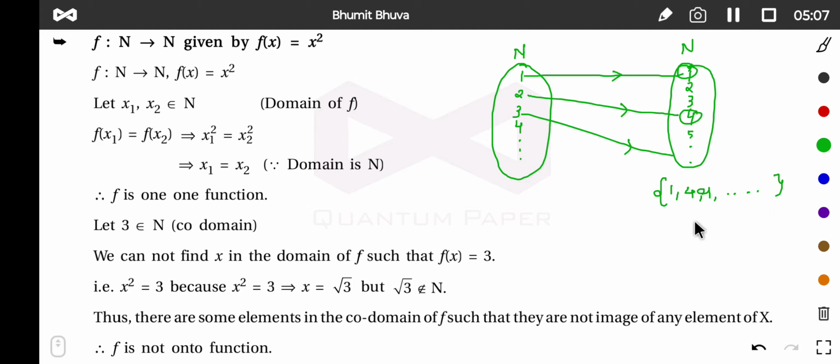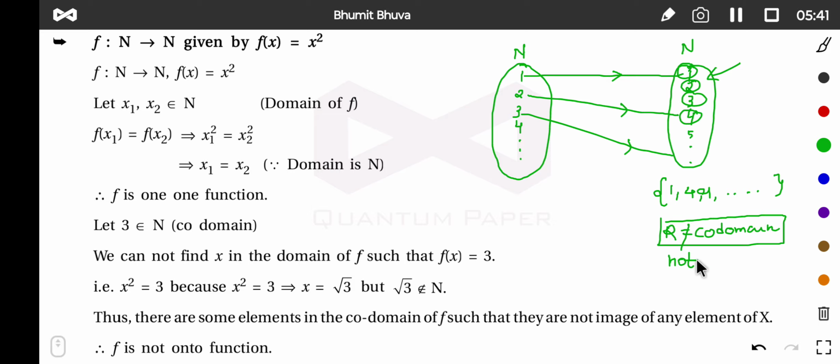Okay, so onto means if your range set is equal to the codomain, then only we can say the function is onto. Means there is no number left behind in the codomain without mapping with the domain. Okay, if any number is left here without mapping, then you can say it is not onto. And the second thing is, otherwise you can check like this also. If the range set is not equal to the codomain, then we can say the function is not onto.